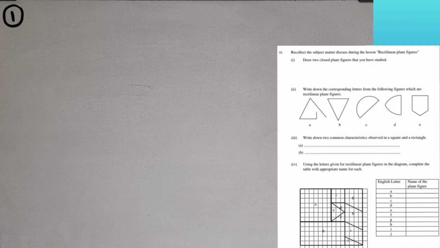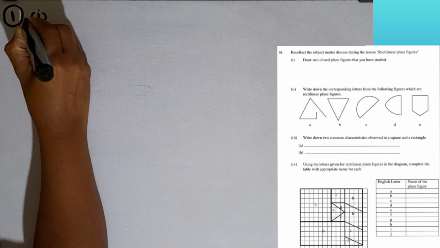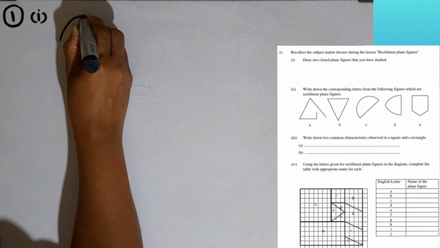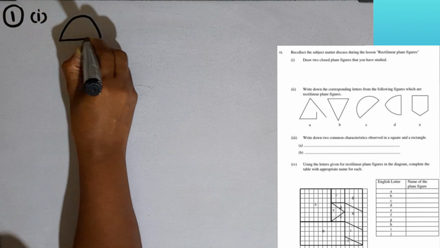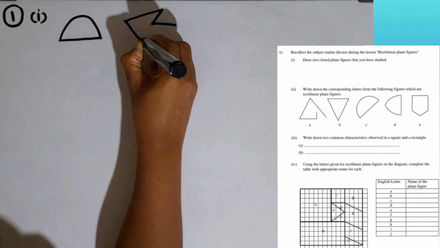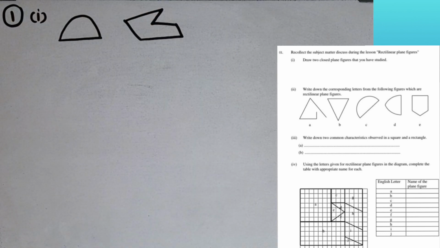First question. Recollect the subject matter discussed during the lesson rectilinear plane figures. First one, draw two closed plane figures that you have studied. How to draw closed plane figures? We can draw a semicircle like this. Then another figure, I can draw like this. This is also a closed plane figure.